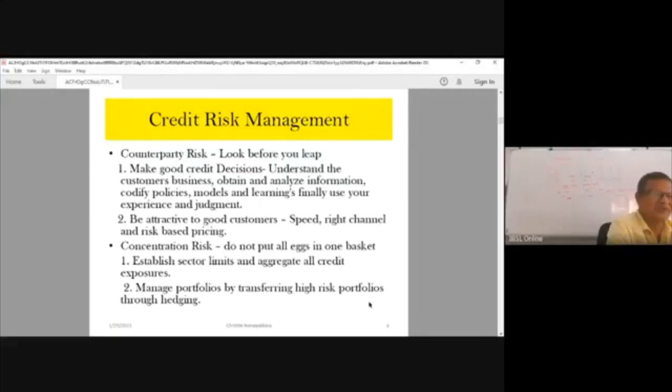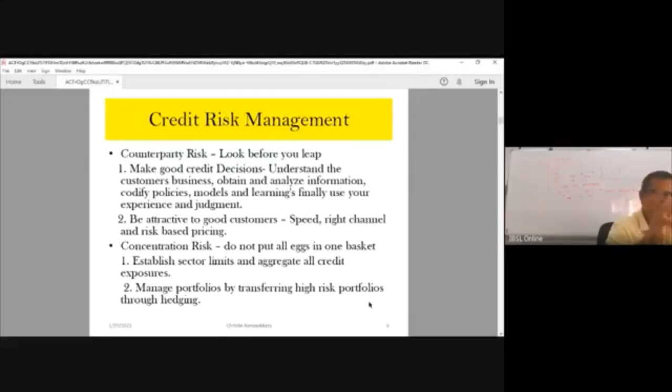you need to follow the policies set by the banks. You need to follow the various credit modules being introduced. So once if you have taken a decision based on those rulings and judgments, you will always make a good credit. So it is better to be attractive to good customers with speed, right channel, and based on risk pricing. So that is to avoid your counterparty risk.